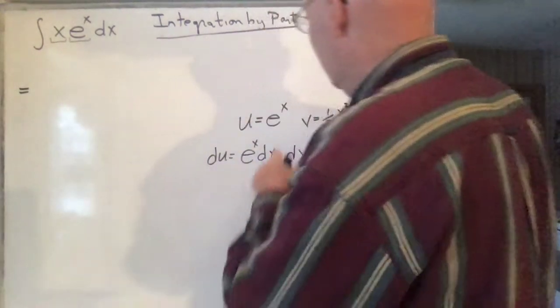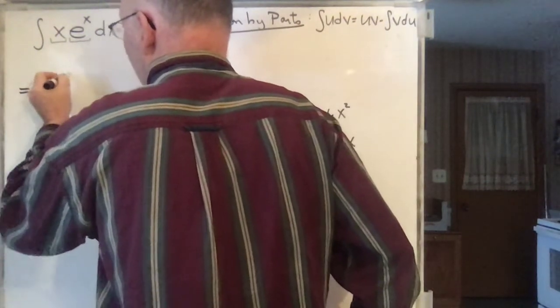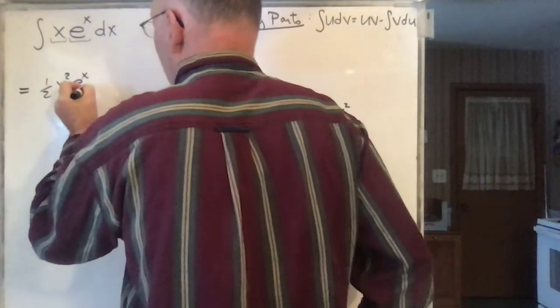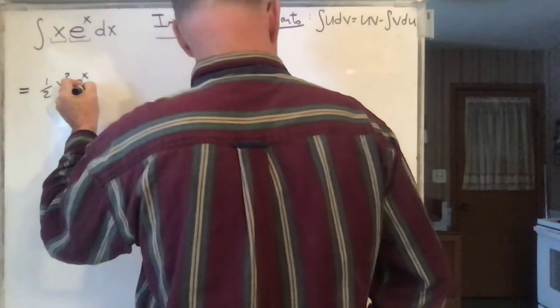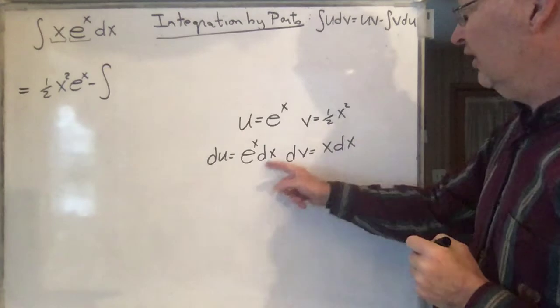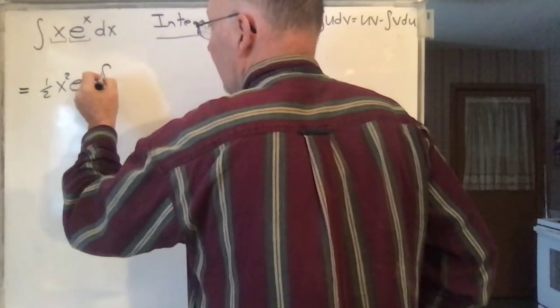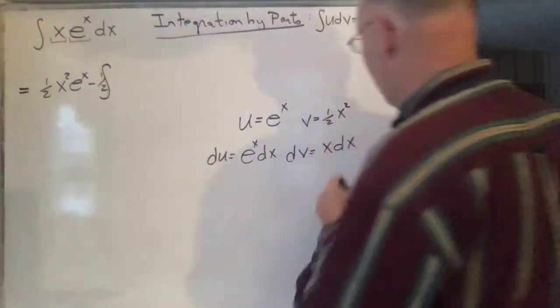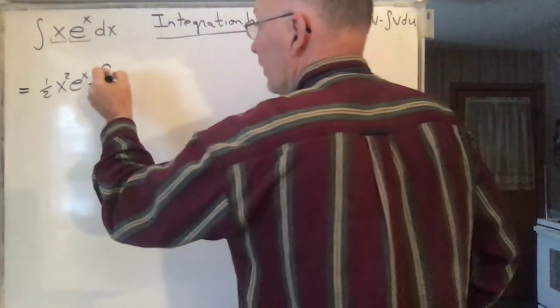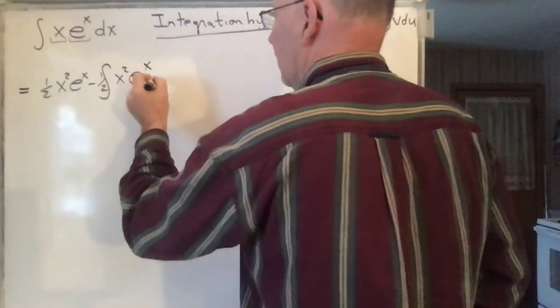So this is going to be uv, so it's going to be equal to 1/2 x squared e to the x minus the integral of v du. So v times du is going to be 1/2, you can bring that out front if you want, 1/2 times the integral of x squared e to the x dx.